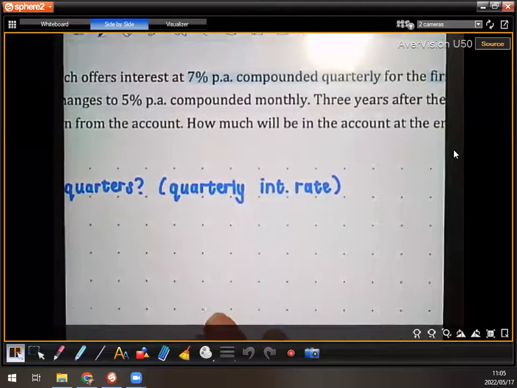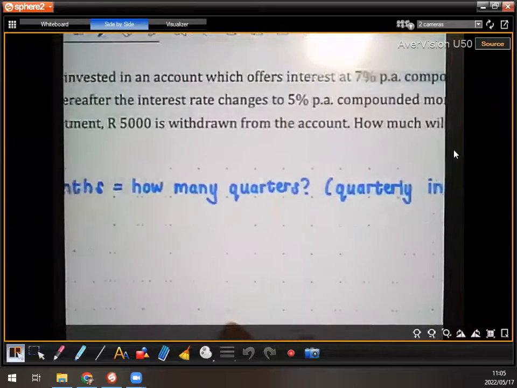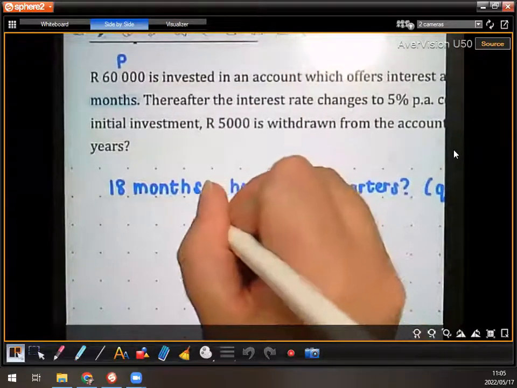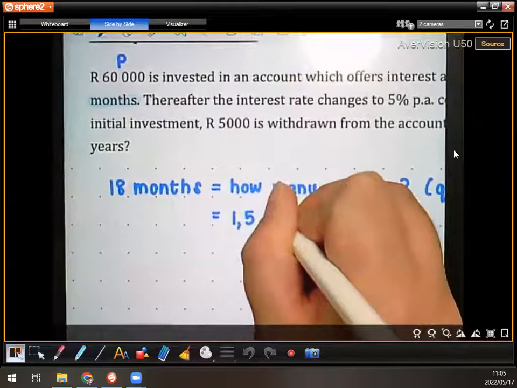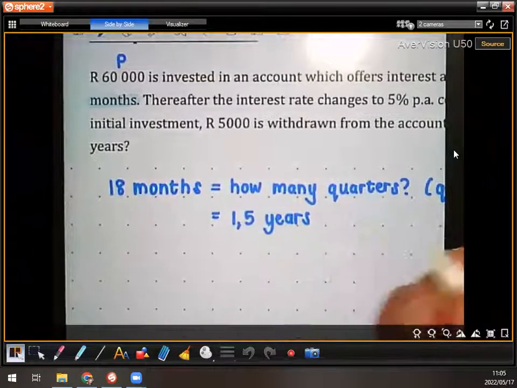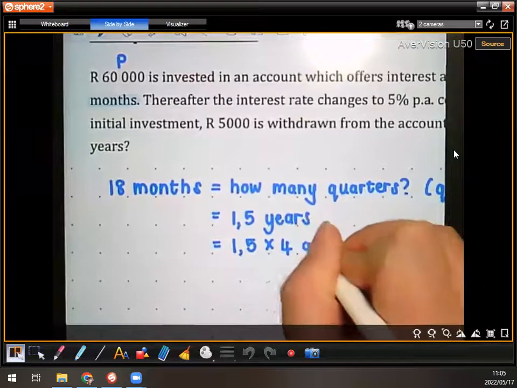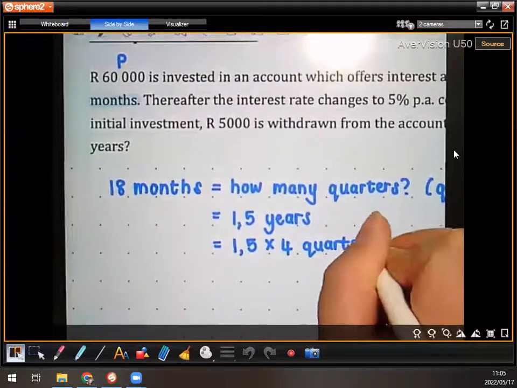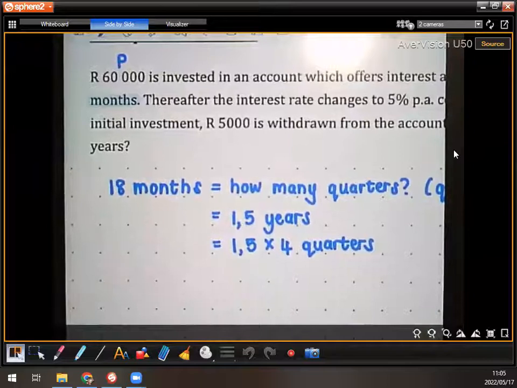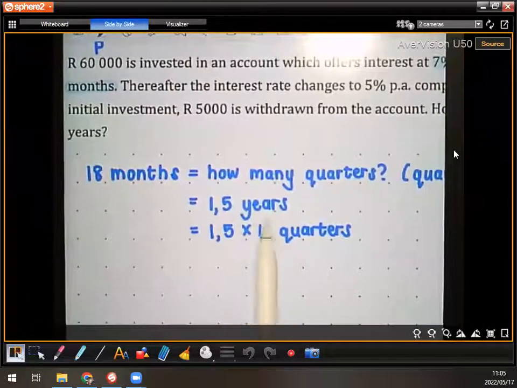And guys, 18 months is what? How many years is 18 months? It's 1.5. Hey, do we agree with that? 18 months is 1.5 years, right? 1 year is 12 months, and then 6 months is half a year. So in order to calculate how many quarters this is, you can say 1.5 times 4 quarters, right? Remember, if we have like 3 years, we say 3 years times 4, because there are 4 quarters in a year. Okay, but now we're working with 18 months, which is 1.5 years. So to get the number of quarters, we're going to do 1.5 times 4.